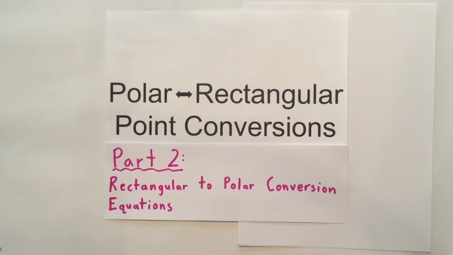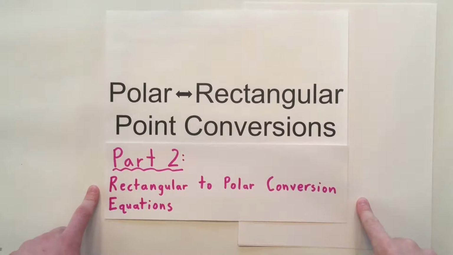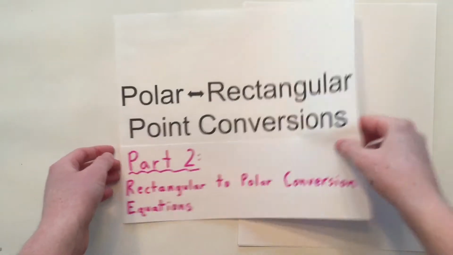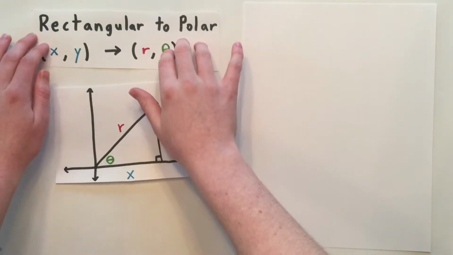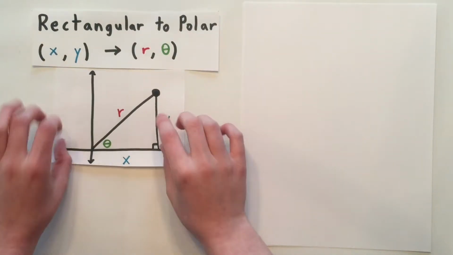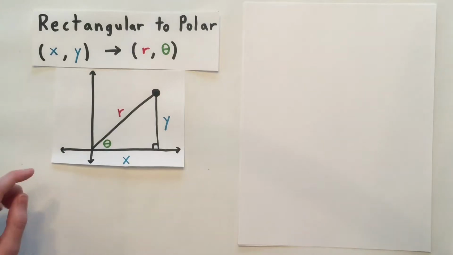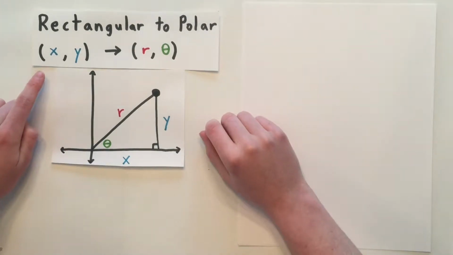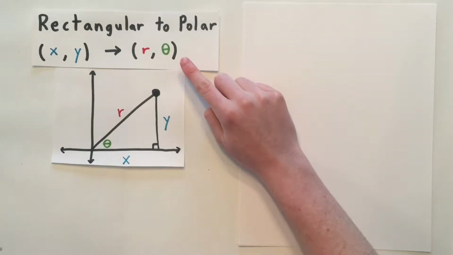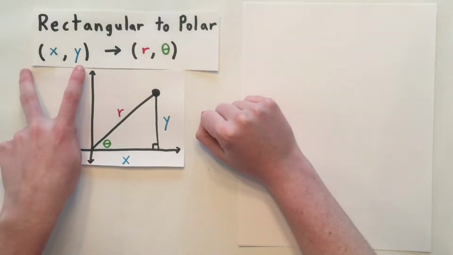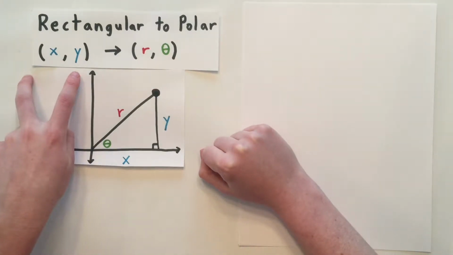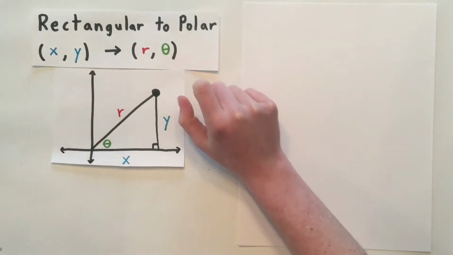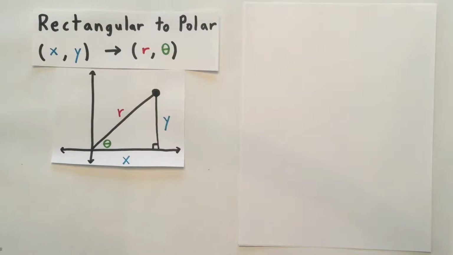The topic of this video is rectangular to polar conversion equations. To convert from a rectangular point, x, y, to a polar point, radius, theta, you need two equations. You need one where you can plug in x and y and get r, and you need another where you can plug in x and y and get theta. First, let's find the r equation.